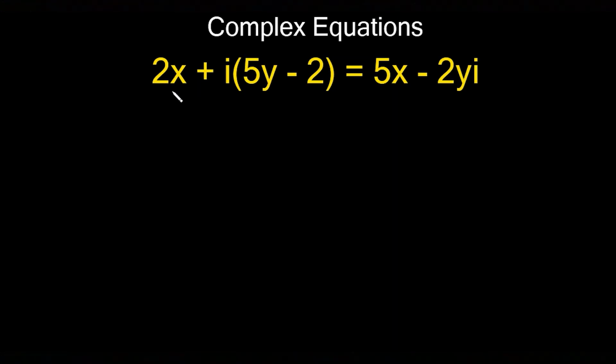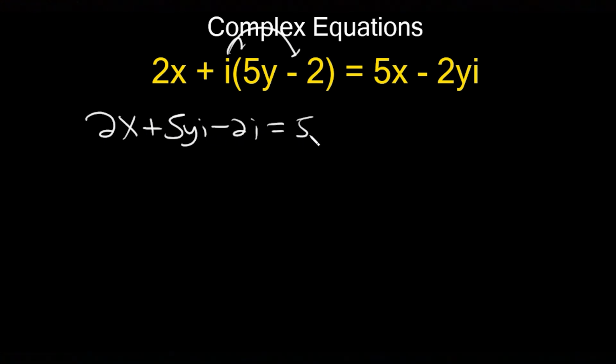So here's our last example. We're going to go ahead and take i and distribute here. Make sure we simplify everything down first. So we get 2x and then plus 5yi and then minus 2i and then equal to 5x minus 2yi.